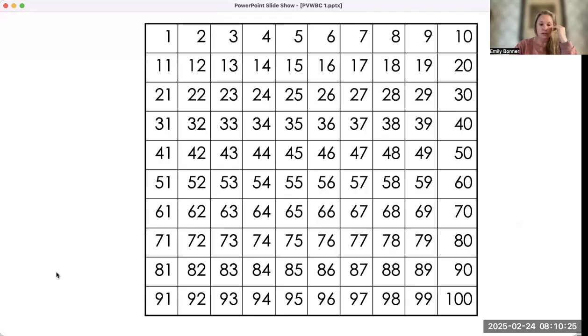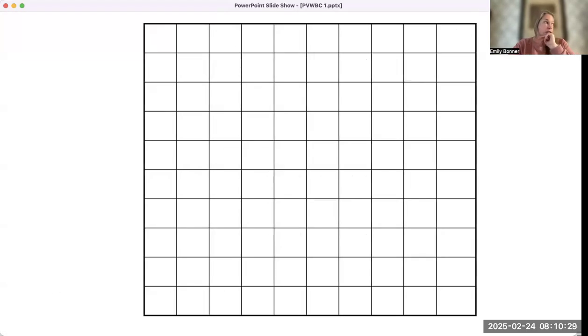thinking about the hundreds chart, I'm going to give you just a blank one here as an example, and I want you to pause here and just think about how the hundreds chart is organized. What are all the things you know about the hundreds chart? So pause the video here and just jot those down on your scratch paper.